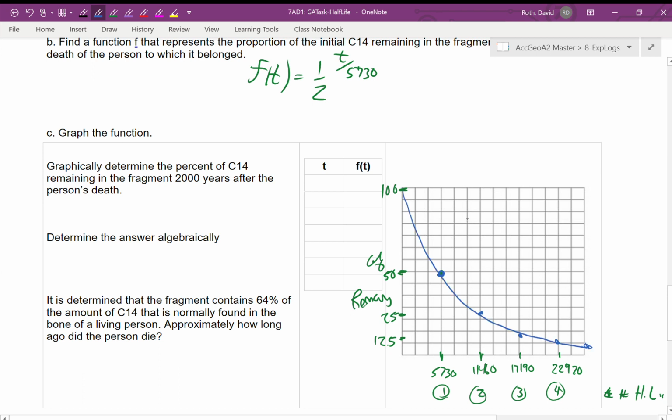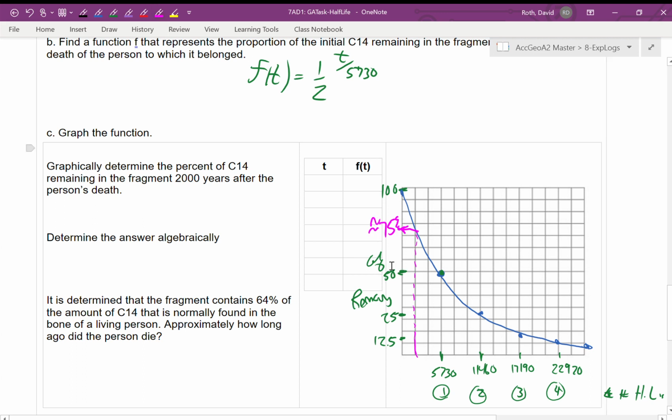Okay, good enough for our purposes. Now, if I had 2,000 years, ooh, it's less than half of that. It's like a third, so it'd be like right here, and then it'd go over. Now, what is that about? Looks like it's approximately equal to 75%.